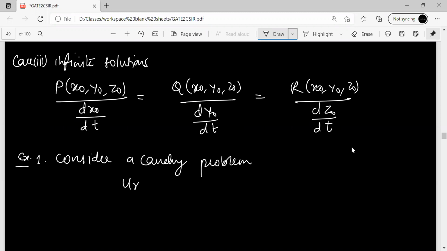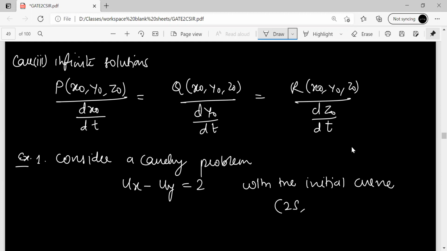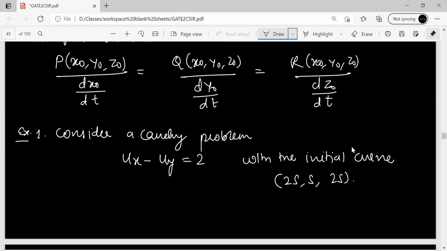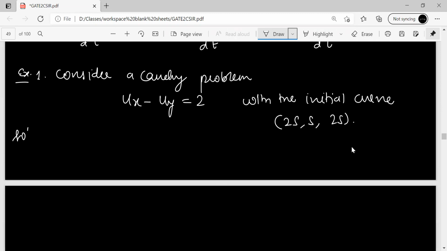So you got ux minus uy equals 2, with the initial curve, say (2s, s, 2s). Okay. So whenever you get such kind of problem, you just have to check what is p of xyz.